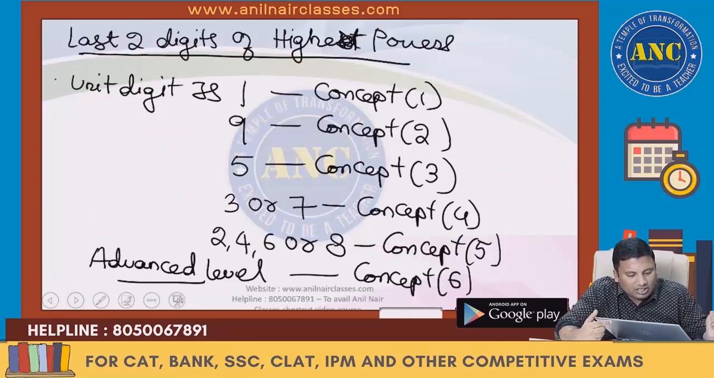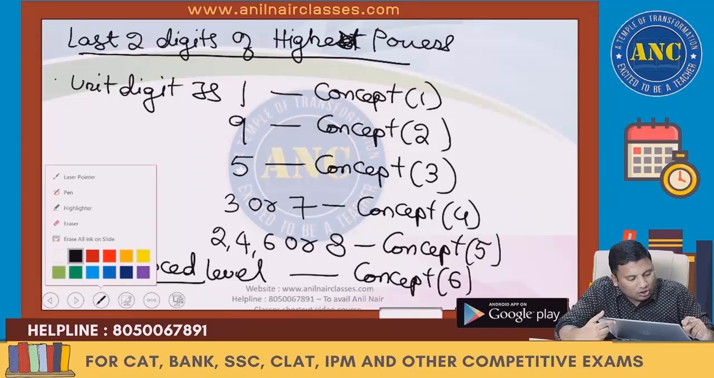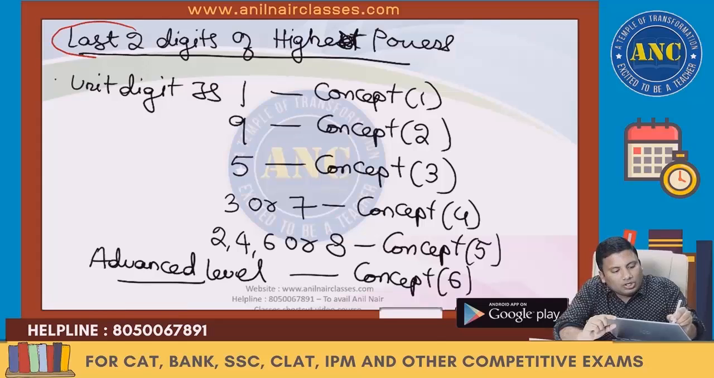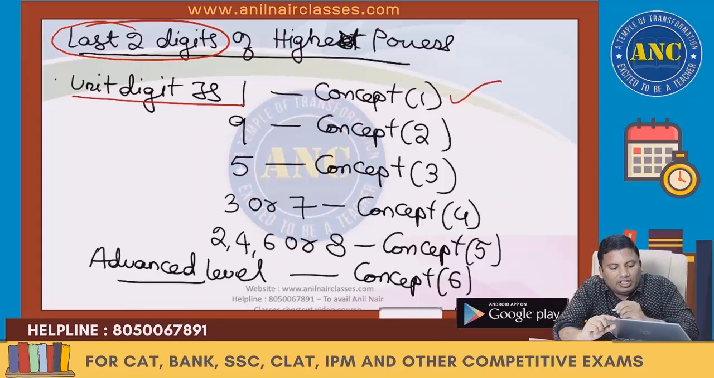Now, I will revisit what we discussed in the first session, so that the students who missed it will know what they missed, and for the students who attended, it will be a recap. Last 2 digits is the topic name. We discussed where the unit digit is 1.